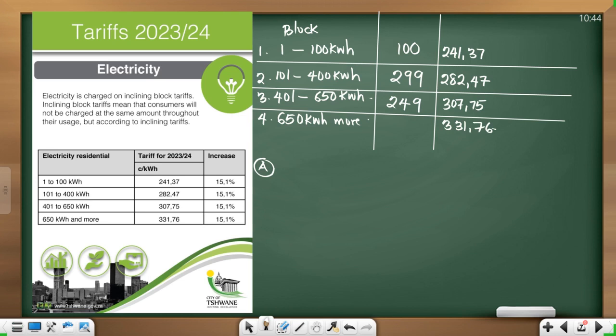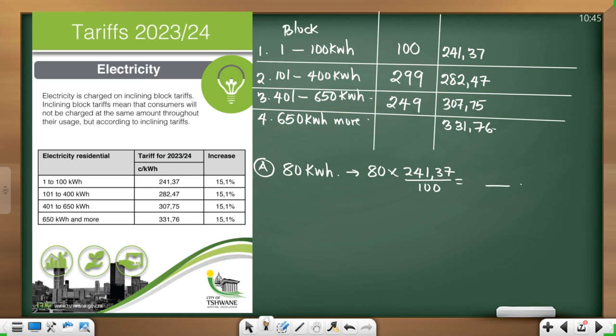Now watch this. Family A uses 80 kilowatt hour for a month. What will they be paying? All right, this is very simple. The 80 falls in block 1. We are within 100. So anything less than 100 stays in block 1. So I'll just say, since I'm in block 1, 80 times 241,37. Remember, this is cents. I have to divide by what? 100. Boom. You're done.